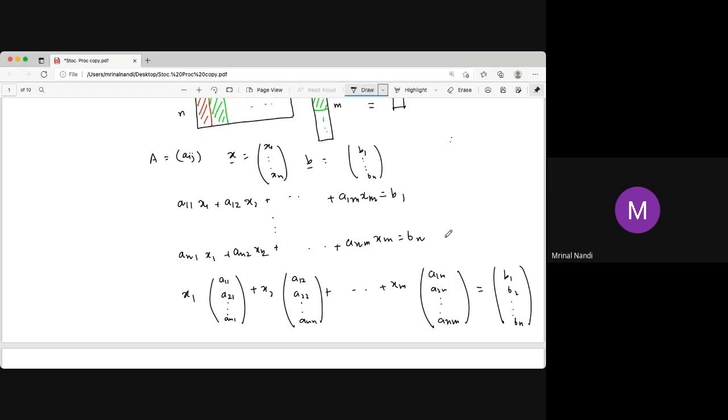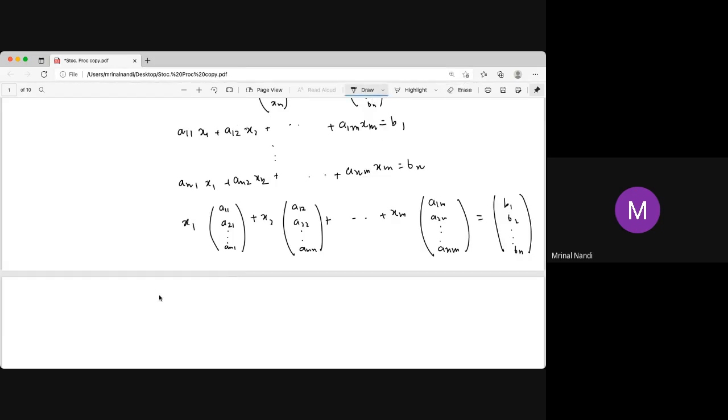But the better way to think is that it's a linear combination of some n dimensional vectors. There are m many column vectors, and these are all n dimensional vectors. The linear combination of these n dimensional vectors is another vector, but that vector is given to you. We have to find the coefficients. So it's like a vector equation: you have to find the coefficients x1 a1 plus x2 a2 and so on up to xm am is equal to b.